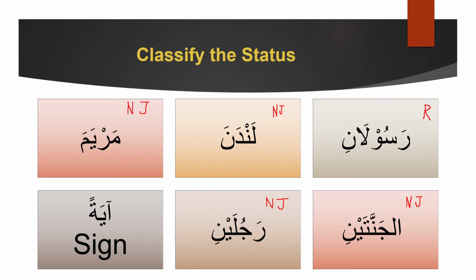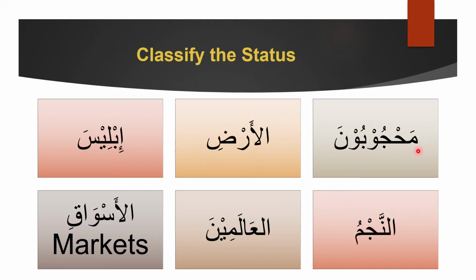Next, ayatan. This one clearly has a fathatain on top, so this one is a nasab. Ayatan, nasab. Mahjubuna. Una sound, rafa. Definitely it has to be a rafa. It's an una sound. Next, Al-Ardi. It's a kasra. Kasra means what? It's definitely a jar.